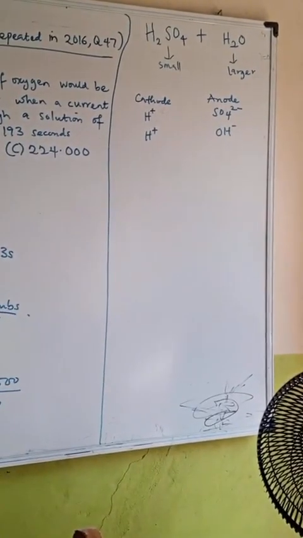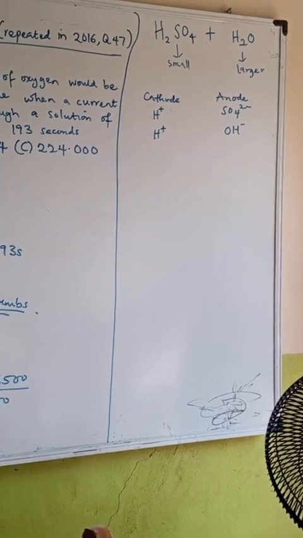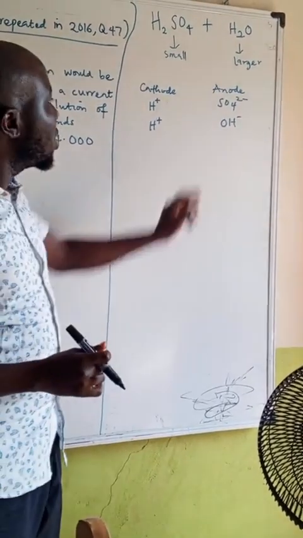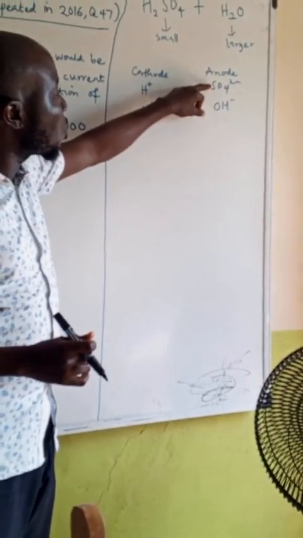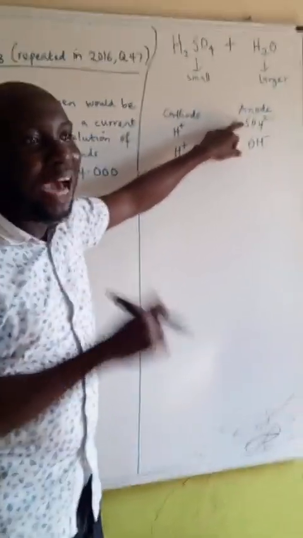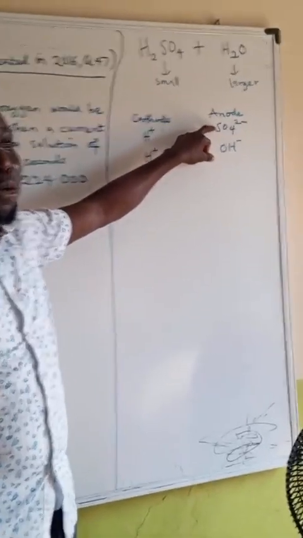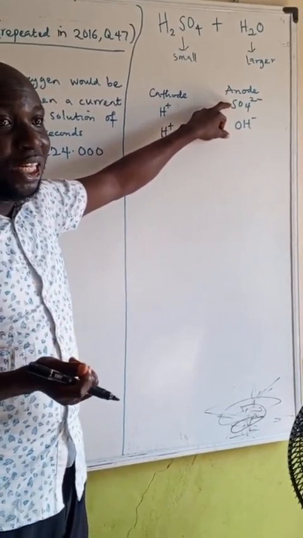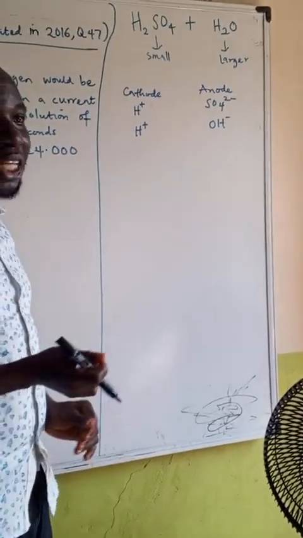So they are now asking us what volume of oxygen will be liberated. Our problem now is between hydroxide and SO4 2 minus, which one will be preferred by the anode? That is why you have to know the rule of preferential discharge of ions. Are you getting it now? For the preferential discharge of ions, I have a code for it.